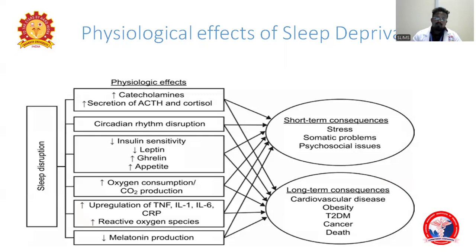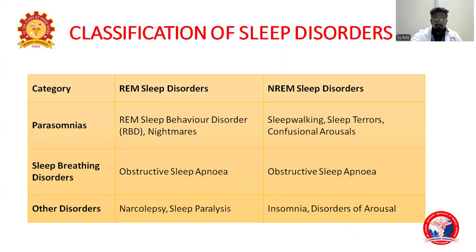It also has an upregulation of TNF, interleukin-1, interleukin-6, and CRP, and also reactive oxygen species, and it leads to decreased production of melatonin. These are the short-term and long-term consequences. Short-term are somatic problems, which we previously saw, and psychosocial issues, and long-term consequences are cardiovascular disease, obesity, type 2 DM, cancer, and death, which usually occur in later stages.